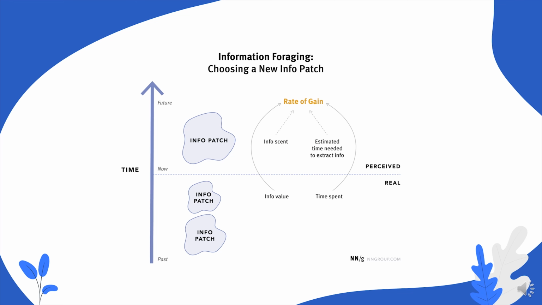Here is the framework for the information foraging theory. As we can see, there are a lot of pages where we can decide to get the information, and people usually focus on the rate of gain, meaning the information value. They want to maximize the value they can get and minimize the time and effort they spend to get certain information.